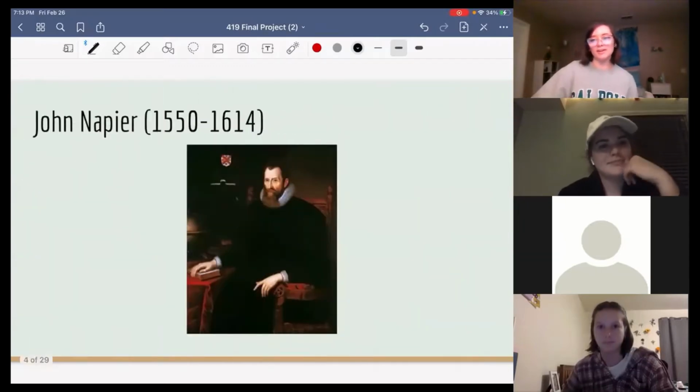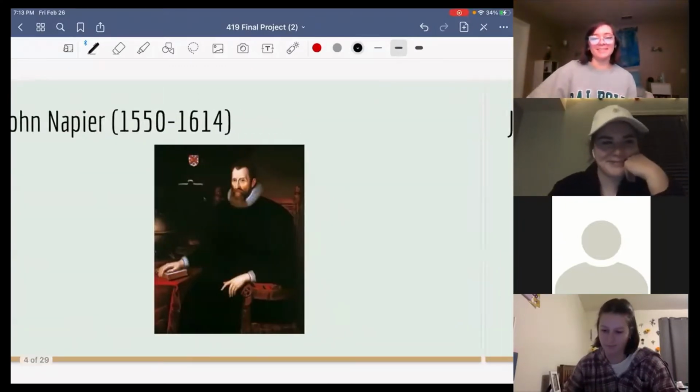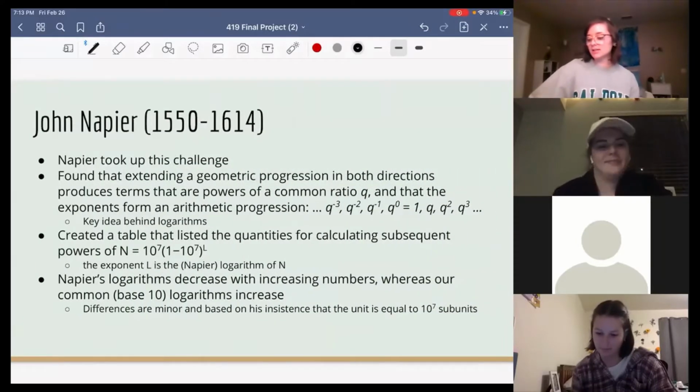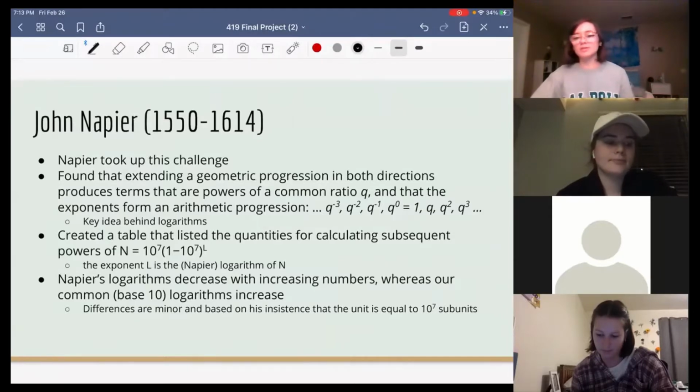Enter John Napier. So John Napier took up this challenge. He found that extending a geometric progression in both directions produces terms that are powers of a common ratio, such as q, and that these exponents form an arithmetic progression. For example, q to the negative 3, q to the negative 2, q to the negative 1, q to the 0 equals 1, q, and so on. So in an arithmetic progression, the difference between the successive terms is constant. In this case, we have 1. This relation was the key idea behind logarithms.